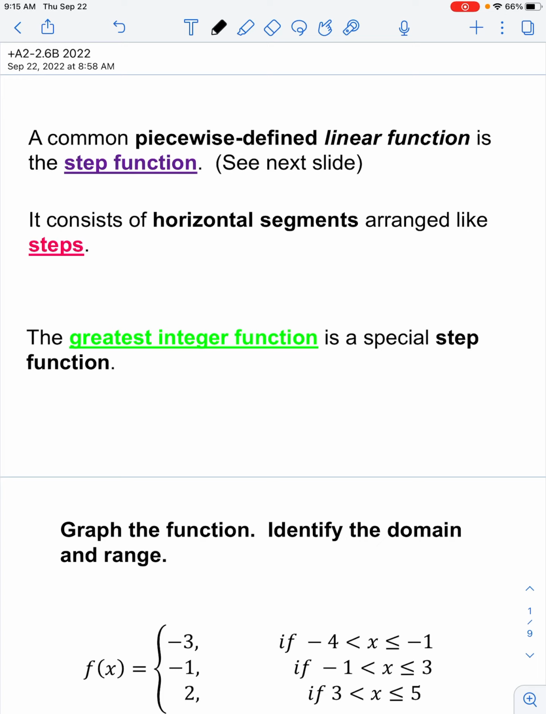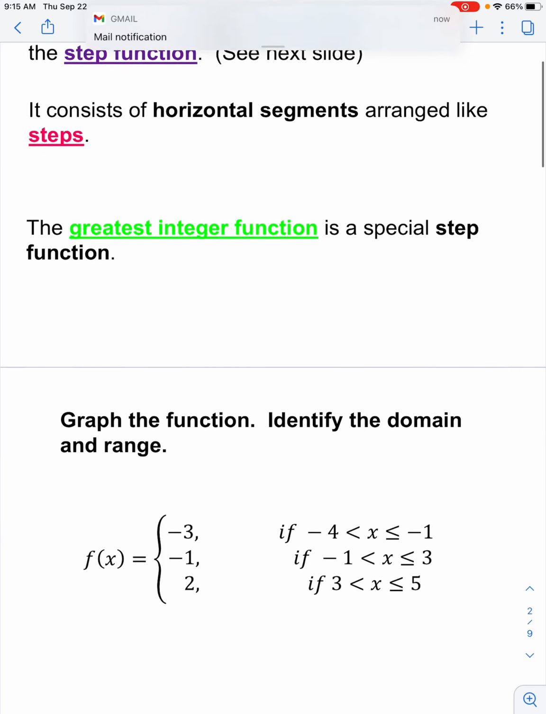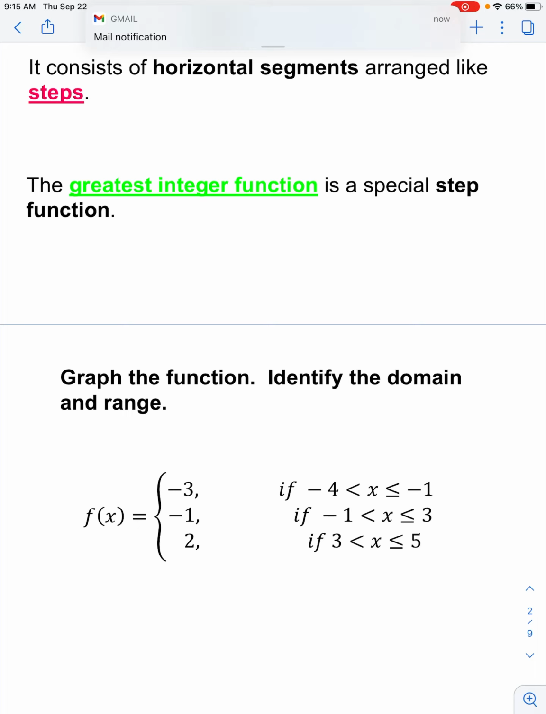The greatest integer function, the function we're going to look at today, is a special step function. But before we get too far ahead of ourselves, let's take a look at the next slide. I would like you to pause the video and graph the function you see below. It's written as a piecewise defined function, and it has three pieces.